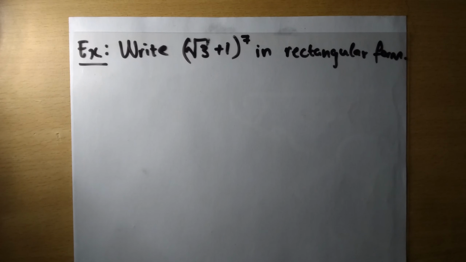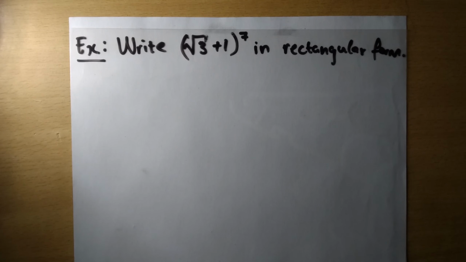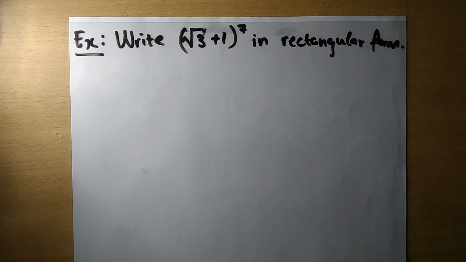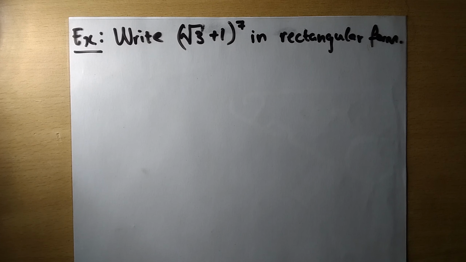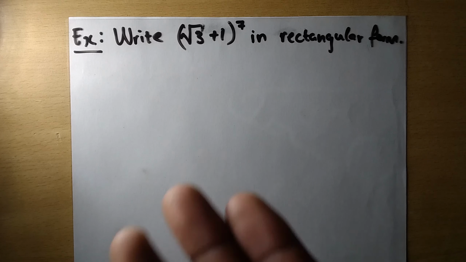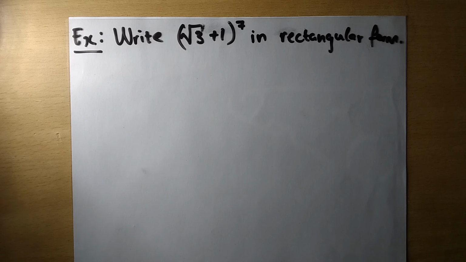Let me see this one now. In the previous one we were asked to write the complex number in exponential form. Now they are giving us a complex number, yes, but this complex number has to be written in rectangular form. Now we need to see what is going to happen. Let's just solve it.